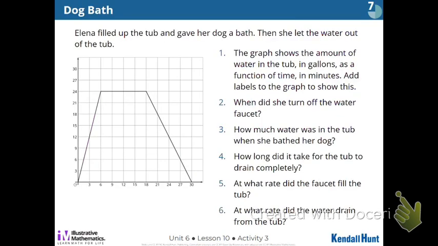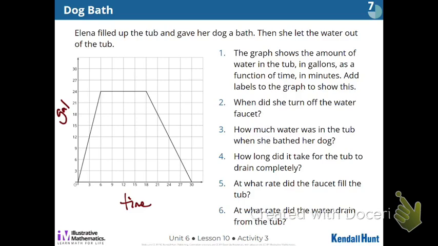So, who can help me with my independent and dependent variables? Independent and dependent. Zeph? Gallons, that's what is the y-axis, is dependent on time, which is in minutes, which is on the x-axis. Yep. So time determines how much is in this bathtub.